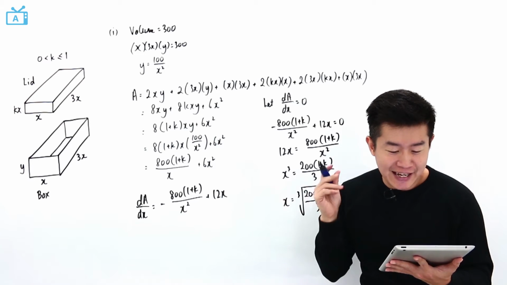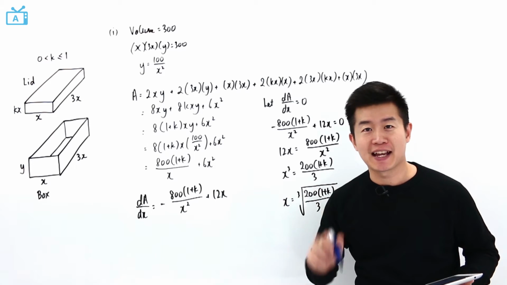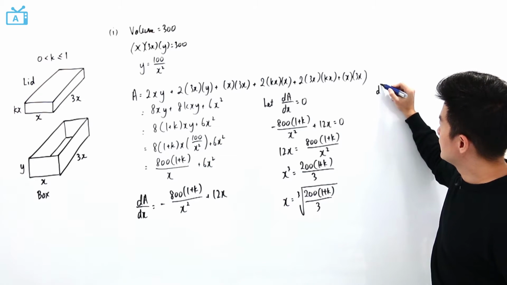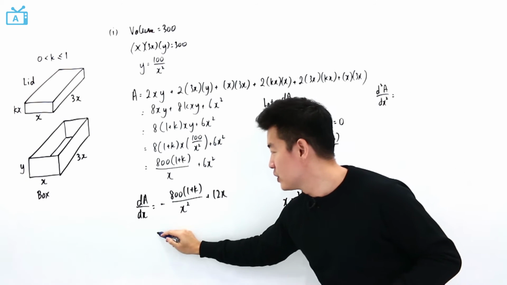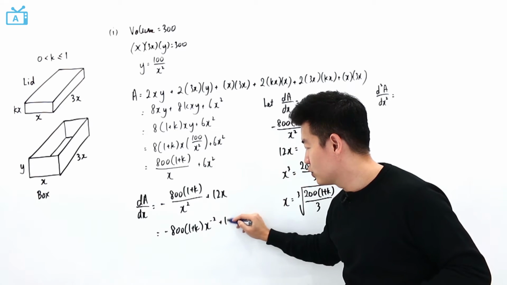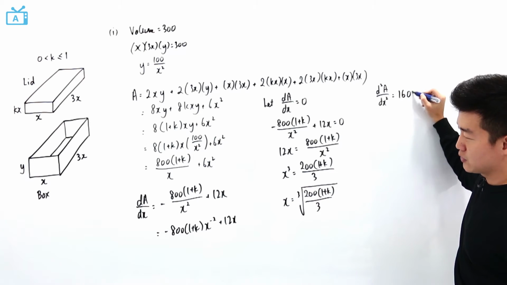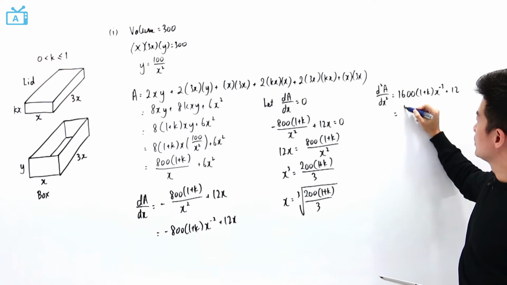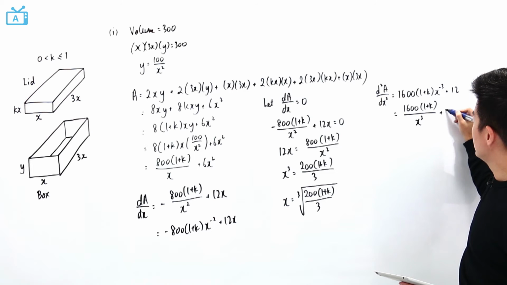But what the question wants is that this is not just a stationary value, we need to prove that this is a minimum value too. And to do that, I'm going to use the second derivative test, which means that I'm going to find d squared A over dx squared. So d squared A over dx squared, that means I'm going to differentiate this, which is the same as minus 800 of 1 plus k x to the power minus 2 plus 12x. So differentiating that, it is going to be equal to 1600 of 1 plus k x to the power of minus 3 plus 12, which is 1600 of 1 plus k divided by x to the power of 3 plus 12.